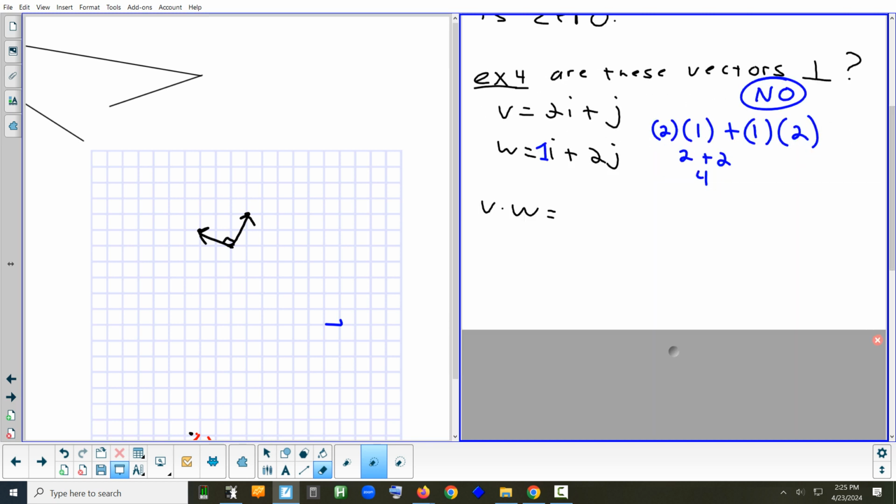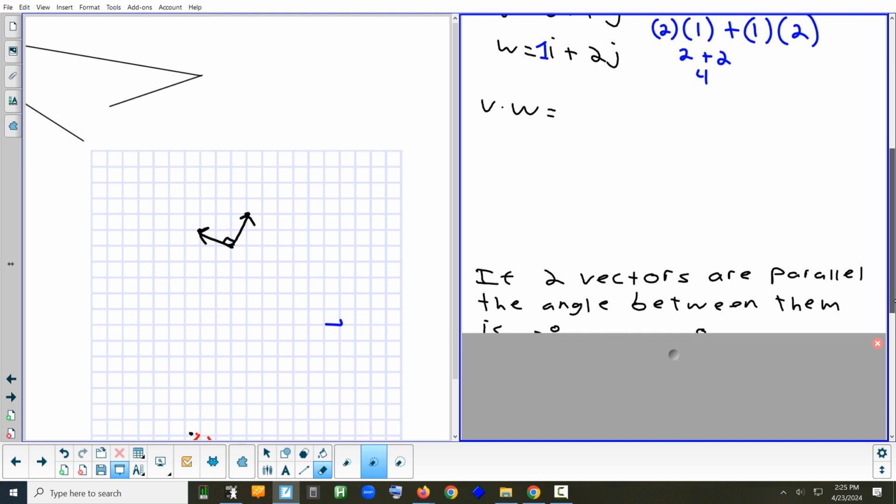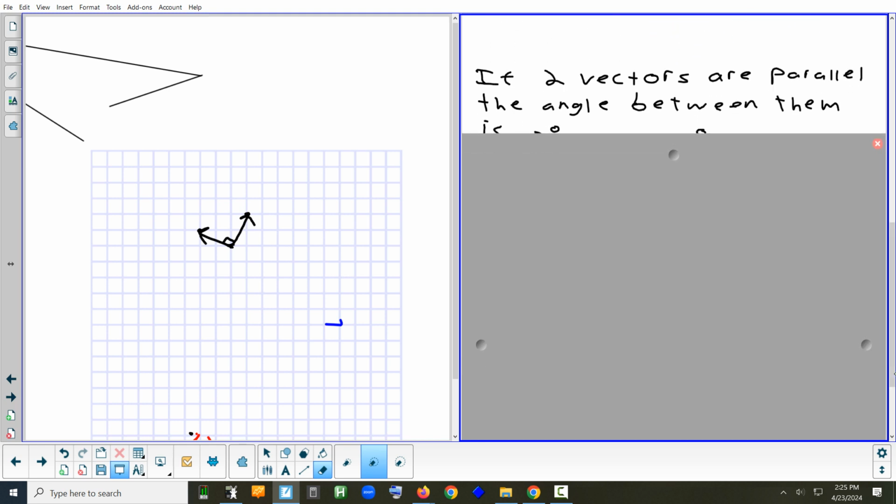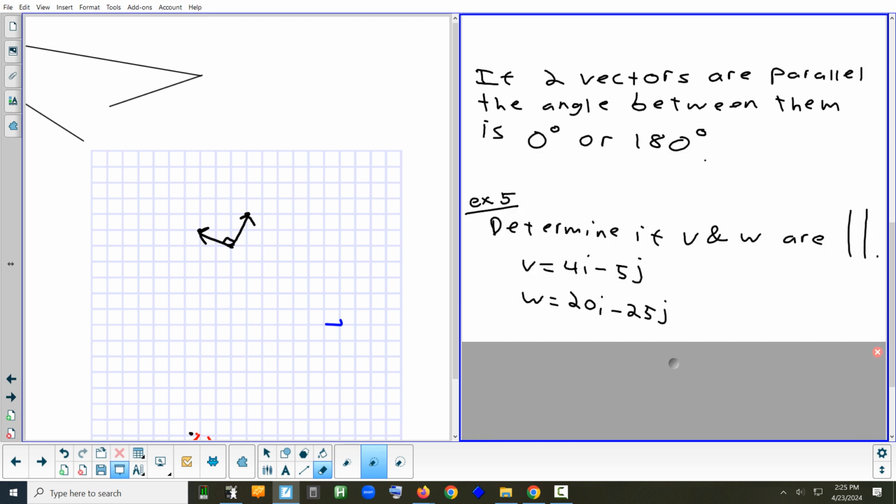Okay. So, last case. Parallel. If two vectors are parallel, I showed you two different cases. The angle could either be 0 or 180. Yep. So really, there's no shortcut to this. To figure out if they're parallel, you still got to do the whole problem. The perpendicular is nice because there's a shortcut, but not for parallel.